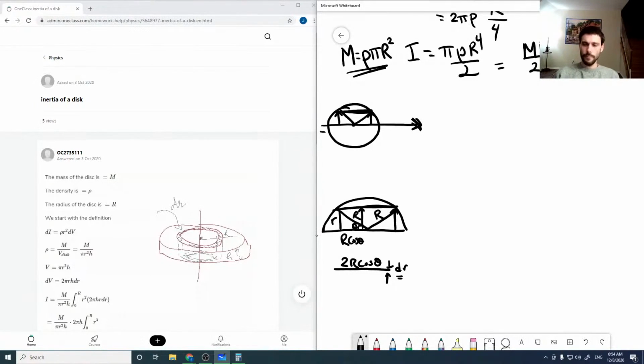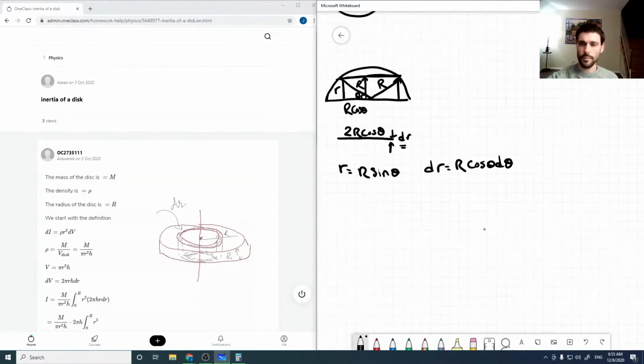But what's dr? Well, if we look, y is r sine theta. And we can actually define dr through differentiation here. So dy is then r cos theta d theta. And now our area segment, which as we defined previously, is just the length times the width, which is going to be 2r squared. I'll just write it all out, actually.